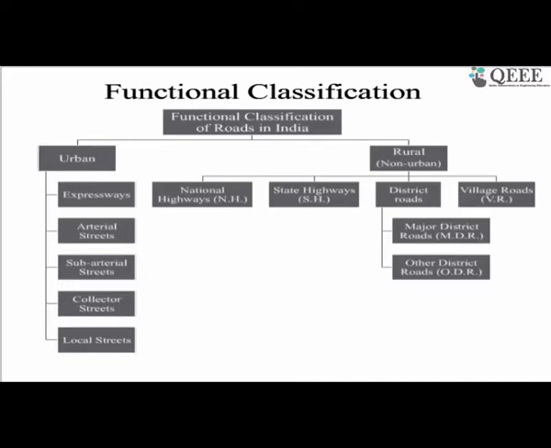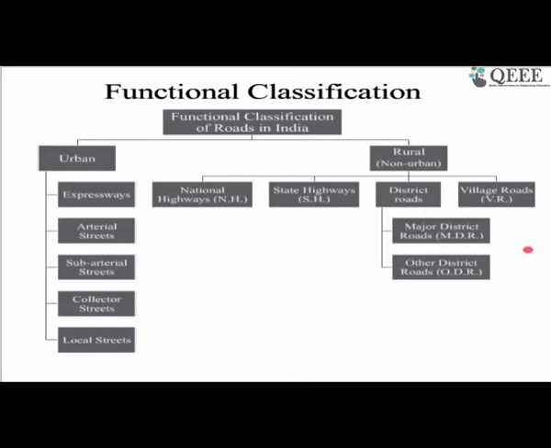If you look into this chart, you will see how the functional classification of roadways has been divided. One is, as I told you, the urban part, and another is the rural part. Rural means non-urban, and in the rural part you will see the national highway, state highway, district road, and village roads. The urban road is divided into expressways, arterial, sub-arterial, collector and local streets. In the rural areas also you will see expressways, and that is also part of this.